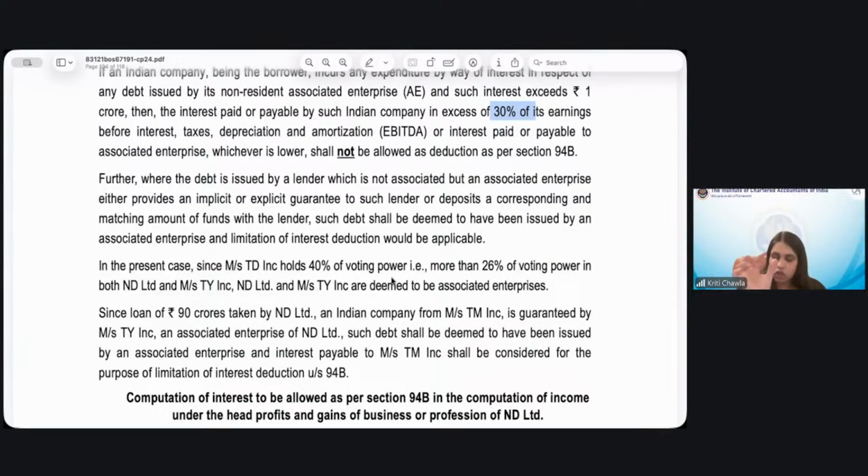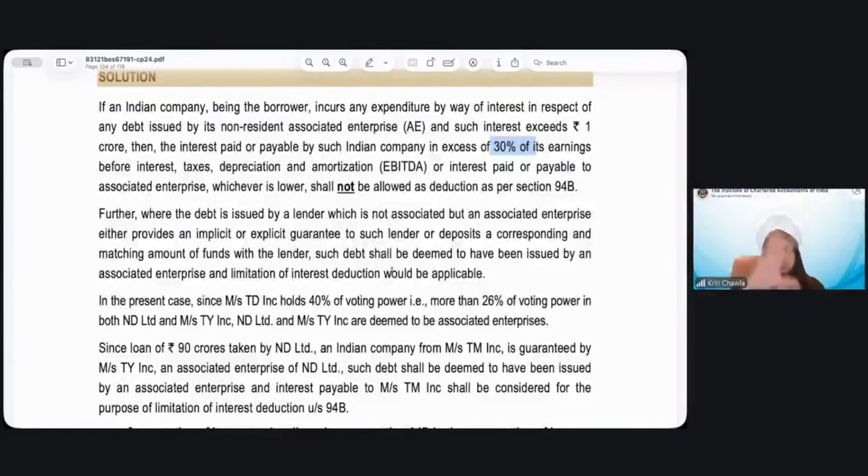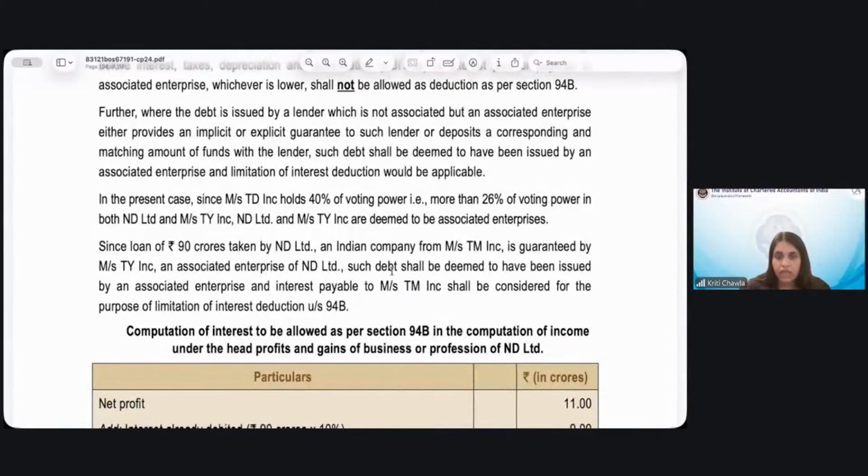Since you see that TD Incorporation holds 40% voting power, obviously it's more than 26% voting power, and they hold it both in ND Limited and TY Incorporation. You know that ND Limited and TY Incorporation will be related to each other. Remember, same person holding 40% here and 40% here. So these two entities will become associated to each other. Now the loan is taken by ND Limited, 90 crores, and it is guaranteed by another entity out there. Now, because there is a guarantee available, there is another associated entity here.